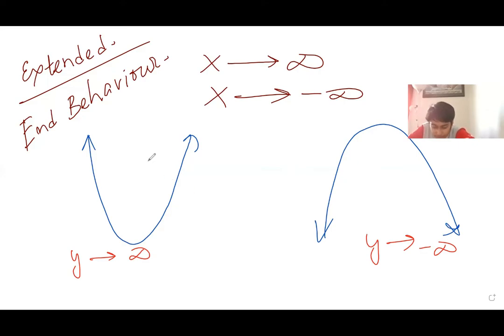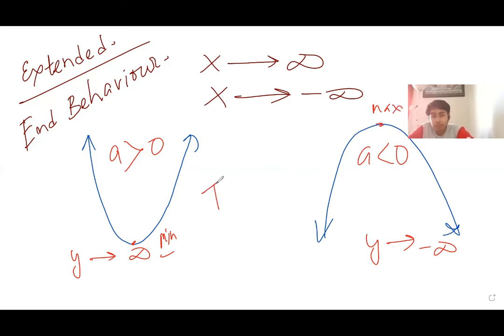So if the value of a is greater than 0, meaning positive, it goes up. And if the value of a is less than 0, it comes down and definitely has a maximum. And in the previous case, it has a minimum. Do you understand? Yeah. These are the turning points, correct? Is this clear, end behavior now to you?